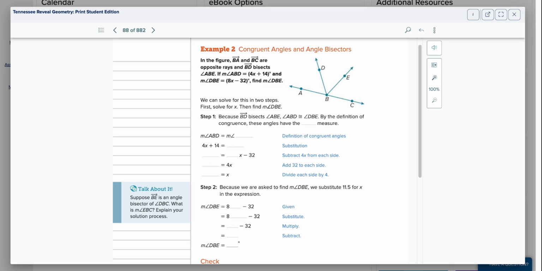BD. That is the angle bisector. All right, well, it bisects ABE. ABE. That would be this angle right there. So these two sections are going to be the same measure as each other. Whatever one angle is, the other angle also is. All right, well, it says ABD, this left angle is 4x plus 14.